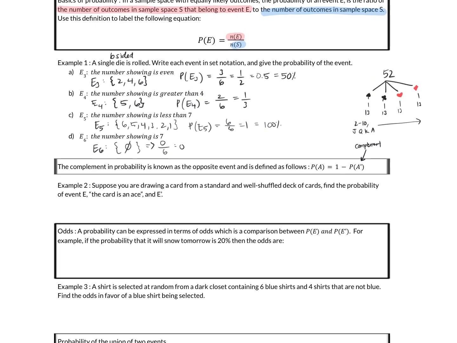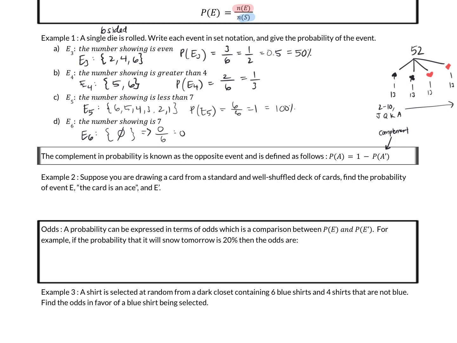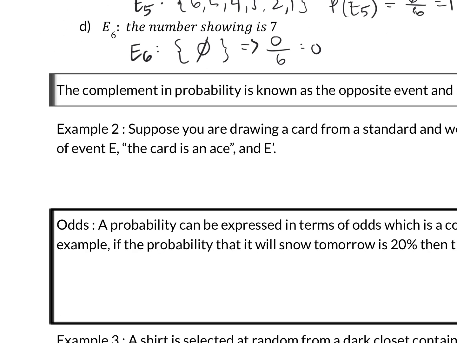All right, so example 2 says, suppose you're drawing a card from a standard and well-shuffled deck of cards. Find the probability of event E, which is the card is an ace. And then also find the complement, or E prime. So probability of the card being an ace. If we have a deck of cards, well, there's how many aces in a deck of cards? 4. Out of a total, how many cards do we have? 52. So I can leave my answer like that, or I can simplify it if I would like. But you can leave it just like that. It's fine with me. Okay?